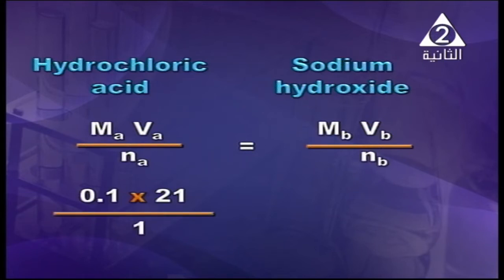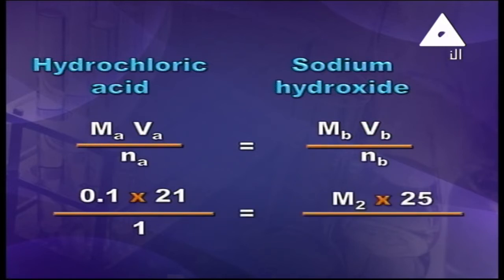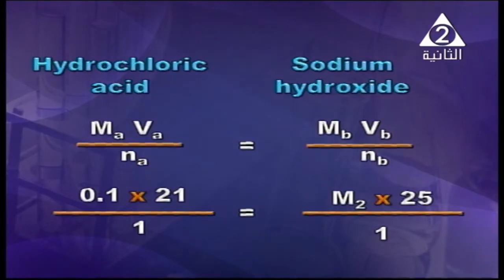Now, I can say 0.1 by 21, all of them over 1. What does 1 mean here? It means we use 1 mole. For the other one, Mb, this is what I need because I want to calculate the concentration of sodium hydroxide by its volume 25 over 1 mole. Also, by cross multiplication, I can find the result.